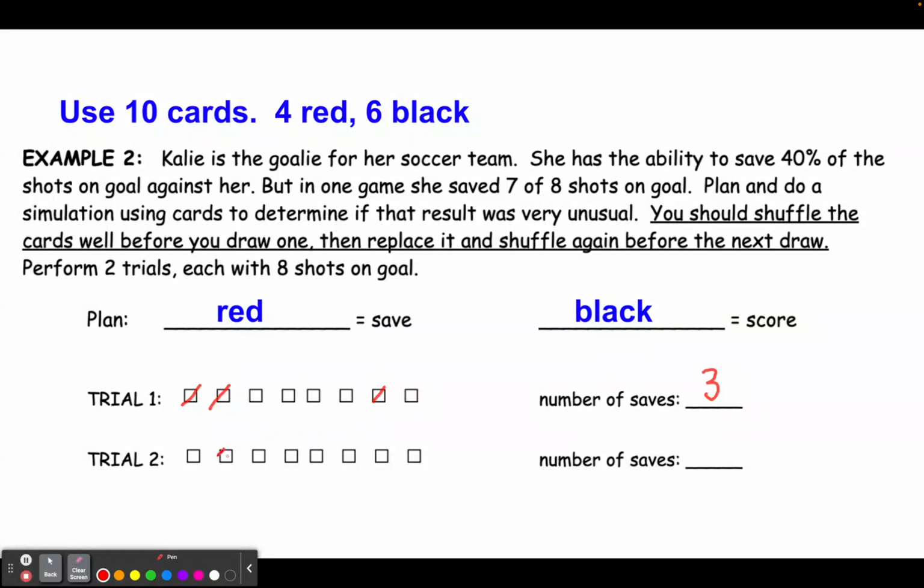Now you can repeat that a second time. And maybe the second time we get something that looks like this. Maybe you pulled out 5 red cards this time, so she had 5 saves. And then just like we did before, we're going to put those results on our dot plot. So we have 3 and 5.